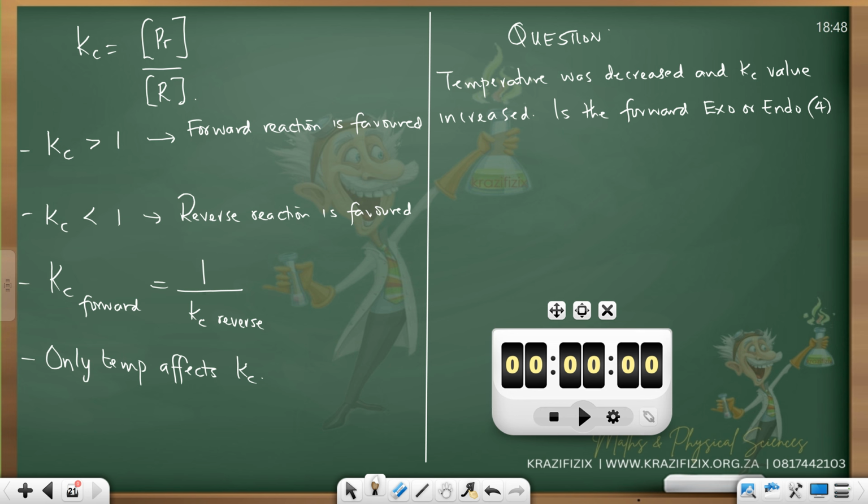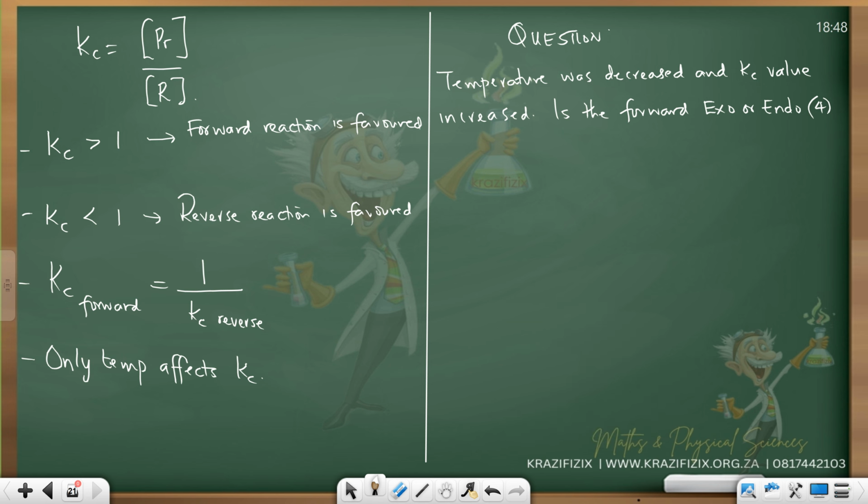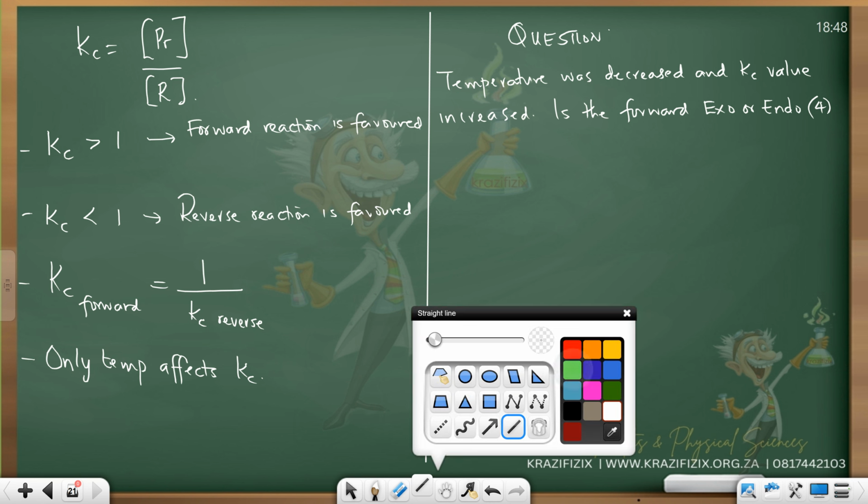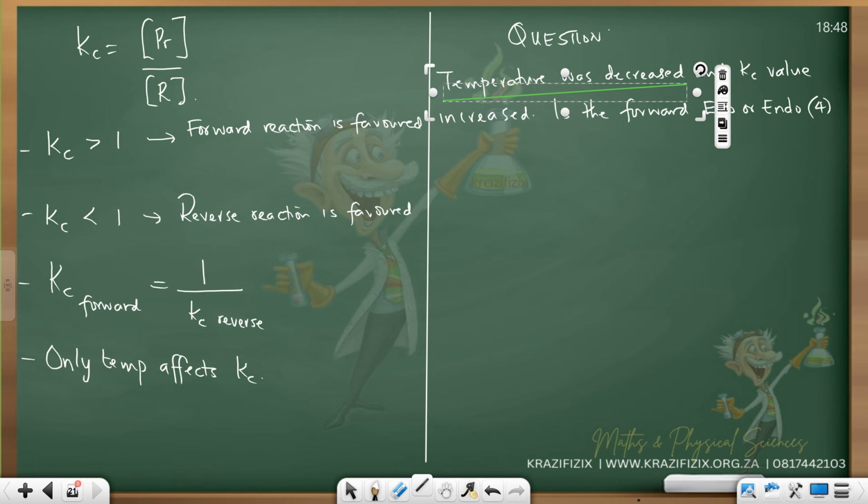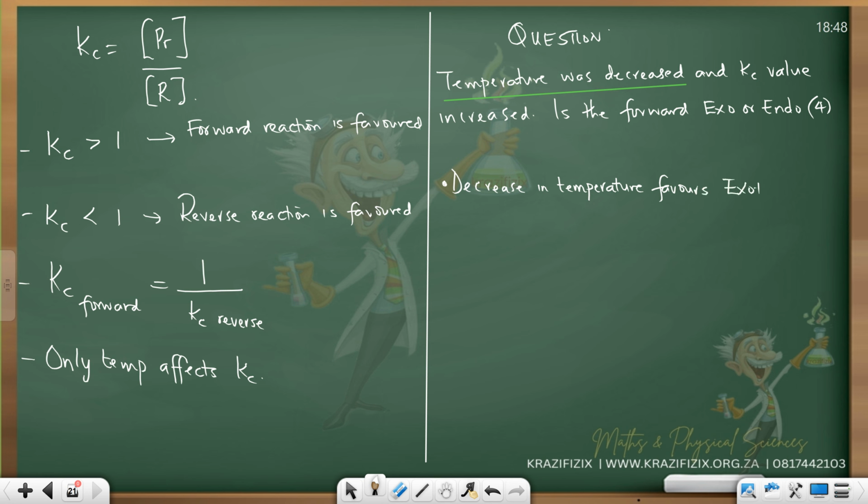Okay, guys, you would mark yourselves, but here is the process. First, let's look at the first line. Temperature was decreased. What do we know? Increase in temperature favors the endo. So a decrease in temperature favors the exo. So we start by writing that. A decrease in temperature favors the exothermic reaction. So always deal with what is favored.